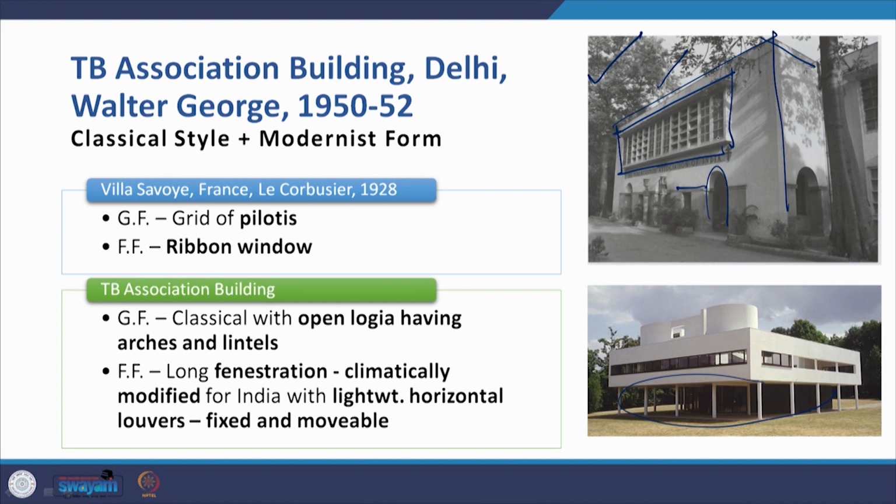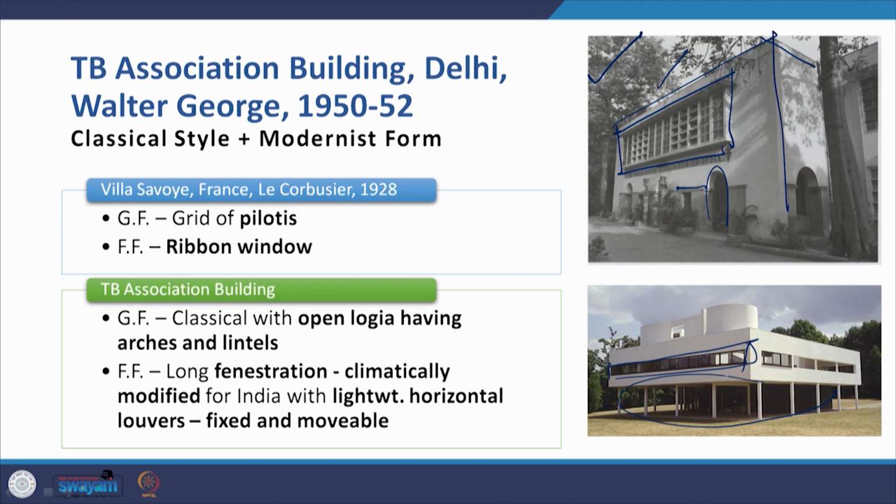But the difference is trying to adapt this modernism to India's climate. So what you have is a series of louvers, horizontal louvers, which are fixed and movable, covering the entire so-called ribbon window of the TB Association building, whereas in France this ribbon window of Villa Savoye is completely flat, flush with the wall, so as to get maximum sun into the building. TB Association just the opposite, to keep the sun out of the building. So here we find that there is a classical style and modernist form coming together in the TB Association building.